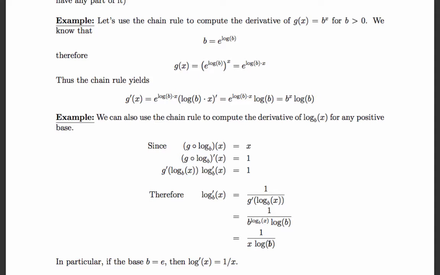In particular, if the base is e, then the derivative of the natural log is 1 over x, because the natural log of e is, again, 1.